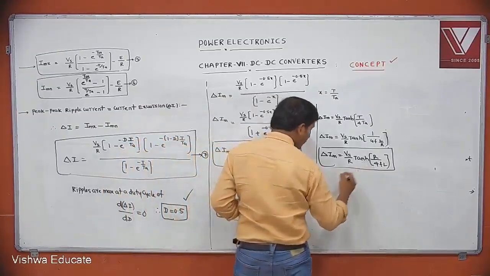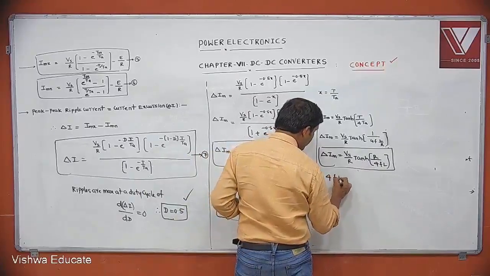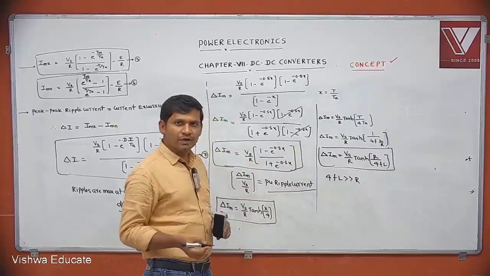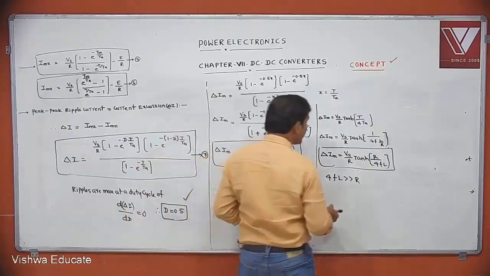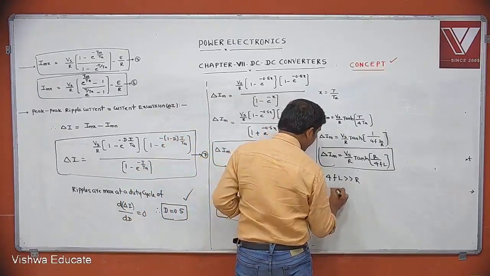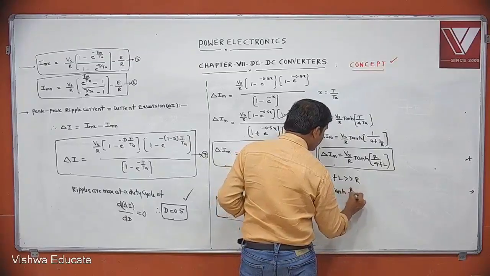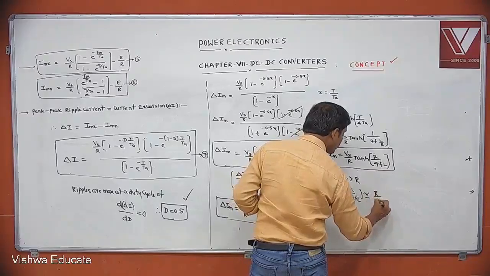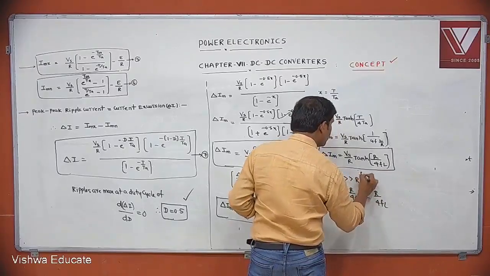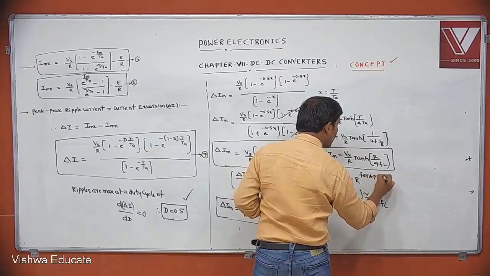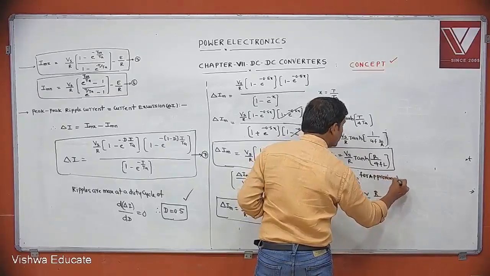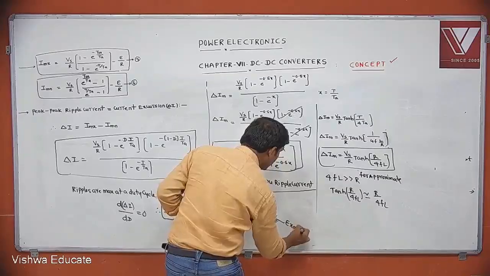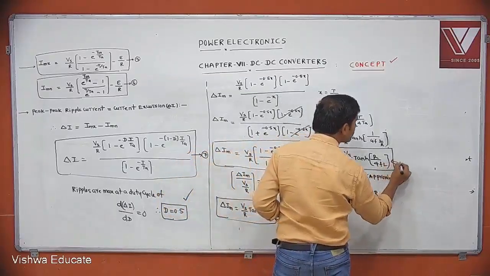But you know that 4FL is very much greater than R because we are operating at high switching frequency. If 4FL is very much greater than R, then tanh of R by 4FL is nearly equal to R by 4FL. This is for the approximate case. I am explaining for approximate. This formula is exact, and this is also the exact value of maximum ripple current.